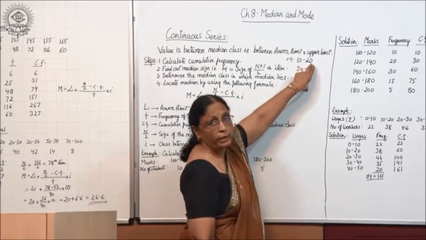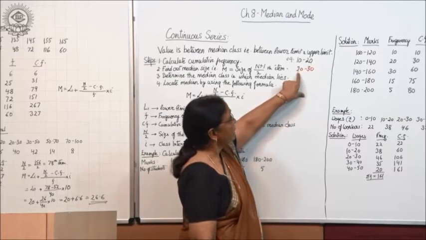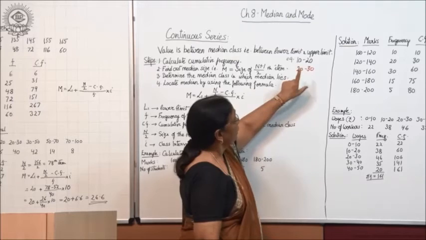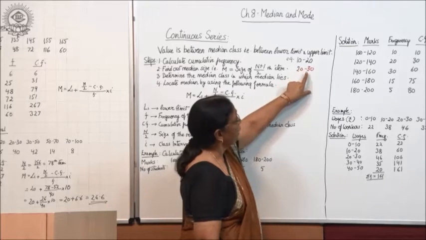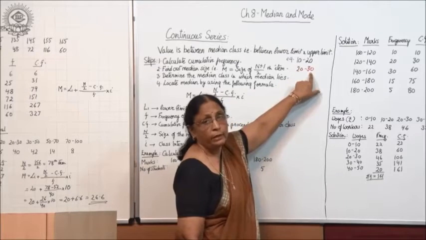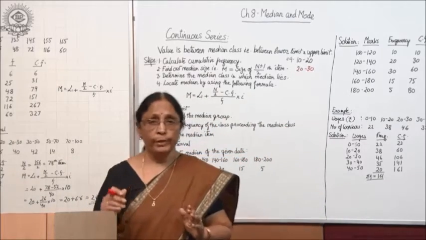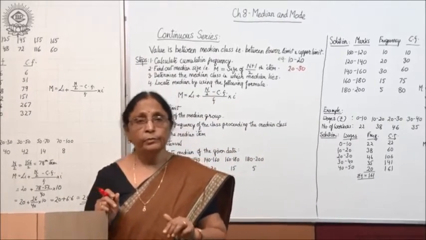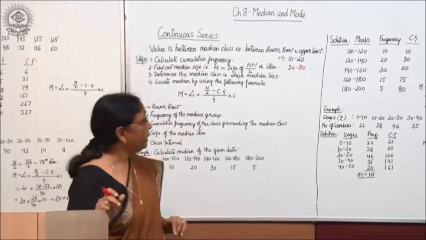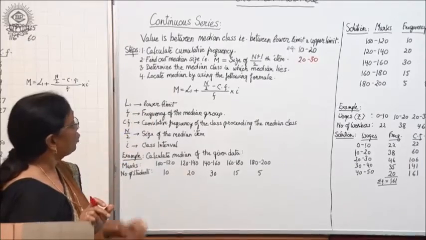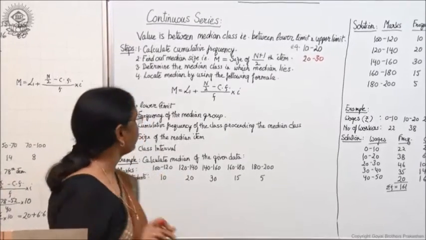In other words, in this case the median is more than 10 but less than 20. If the median class is 20 to 30, then the median is more than 20 and less than 30. So these are the two boundaries or two limits, and in between them the median lies, right? So we have to find out the median in the case of class interval.